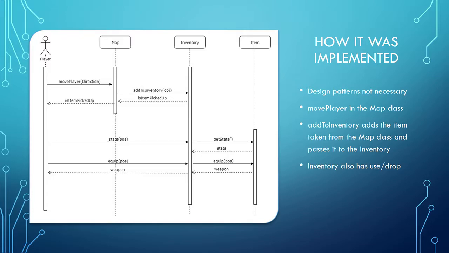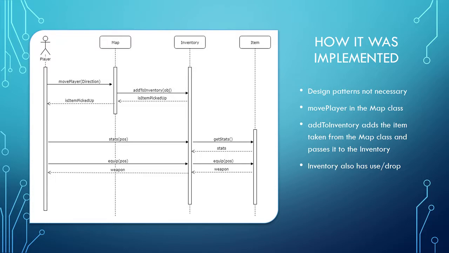The player then decides to equip the item with the equip function in the inventory. It goes from the inventory to the item. It passes the position of the item from the inventory so it knows which item to equip, and then it returns the weapon, since in this case it's a weapon, but there are other possibilities as well. And it returns the weapon to the player, and the player has equipped that weapon.